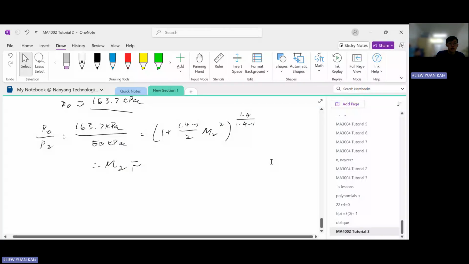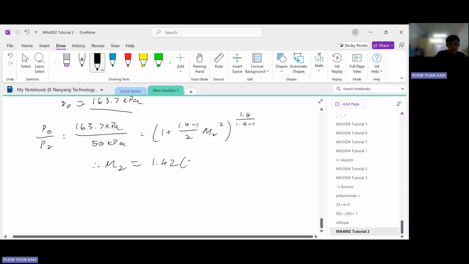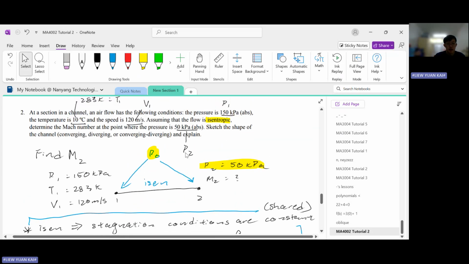So let me go back to my OneNote. The Mach number we found is 1.42, and this is supersonic because it's above 1. That's how you find the Mach number, which is what they want. They asked for a Mach number, and now they ask for the shape of this.